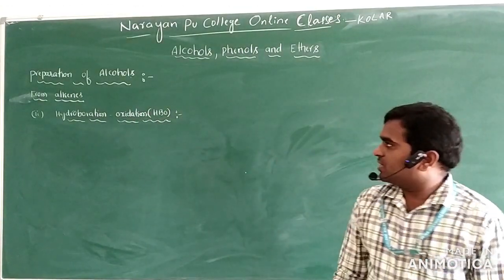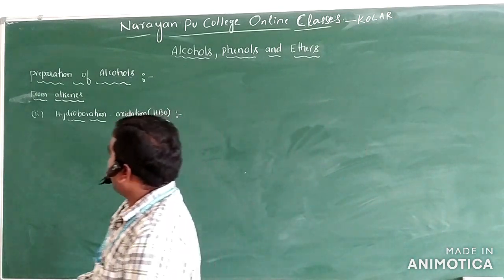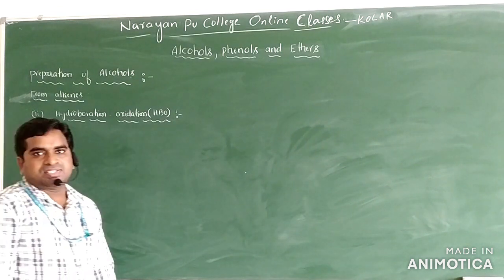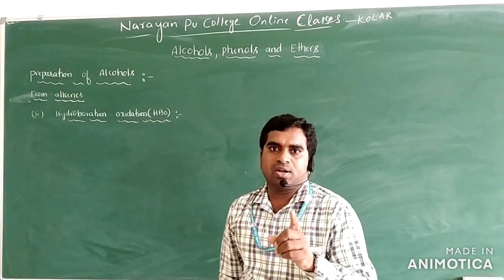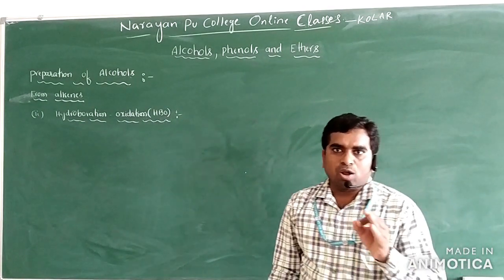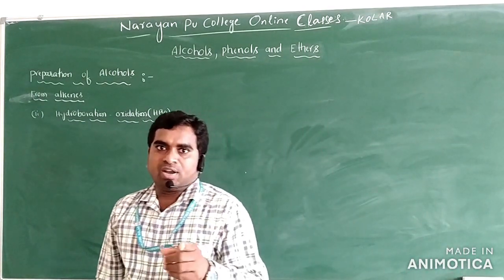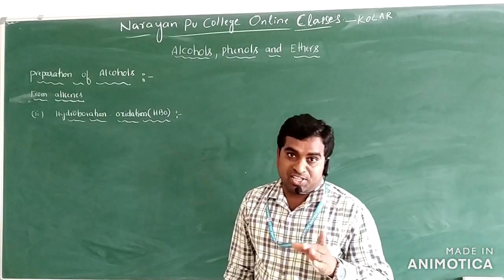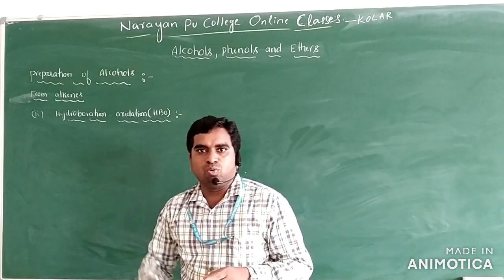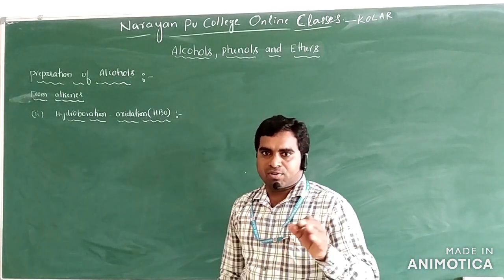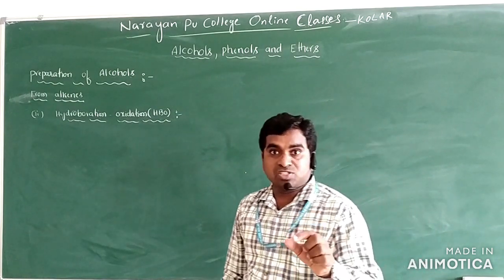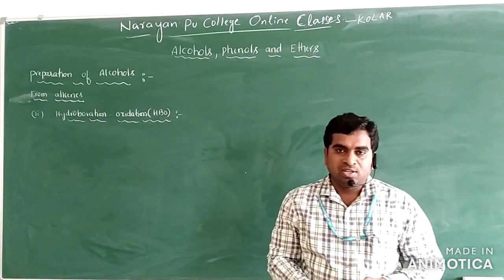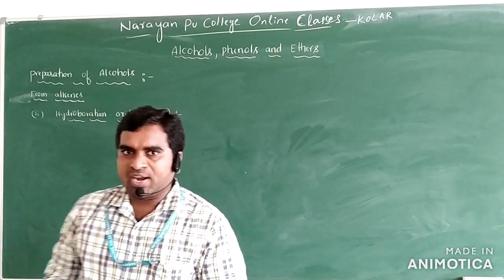So the next method, we are discussing the preparation of alcohols. The first method we have discussed is acid catalyzed hydration of alkenes. Very important: what is the intermediate in this case? Carbocation is the intermediate. Whenever carbocation is the intermediate, there is a chance of rearrangement, or sometimes ring expansion, or ring contraction. Those I will not discuss, but I will discuss one example after completion of this.